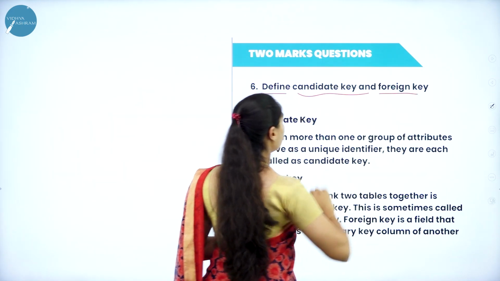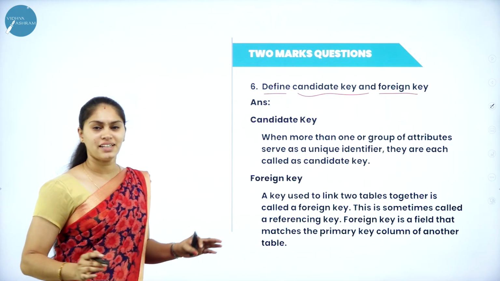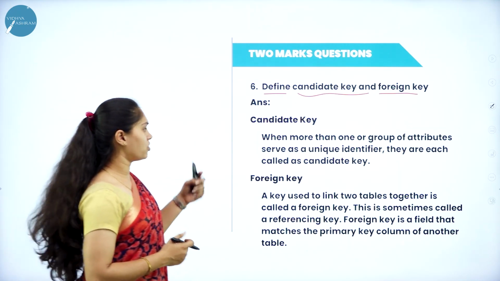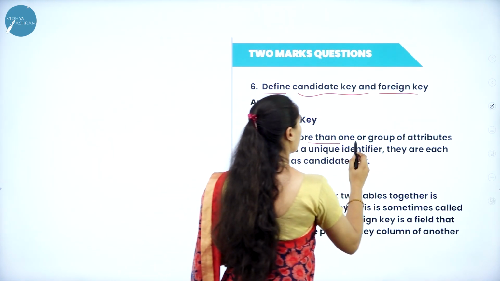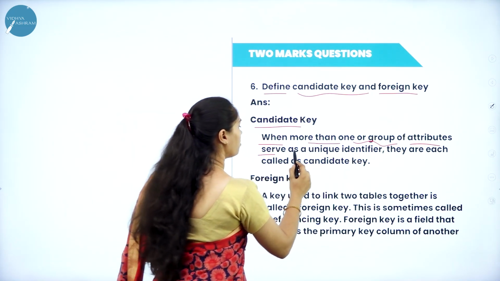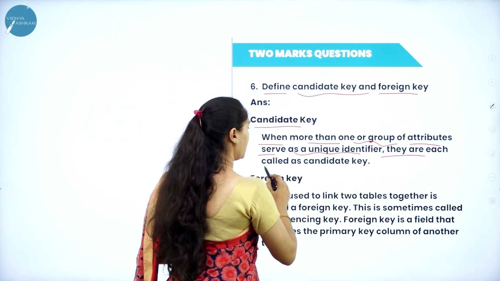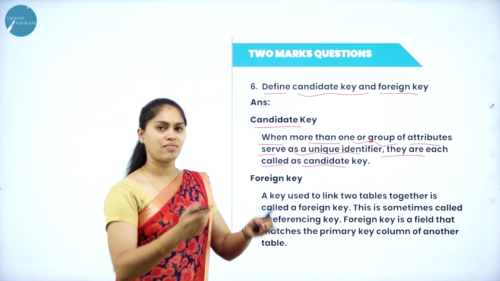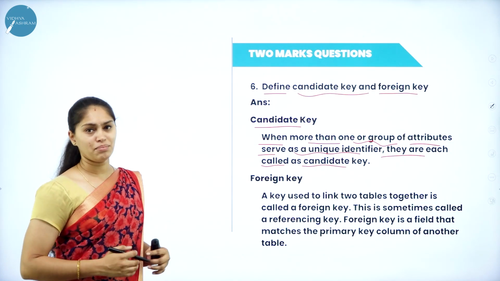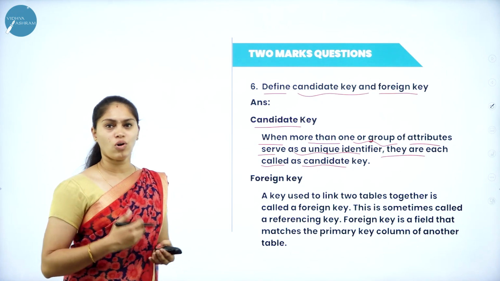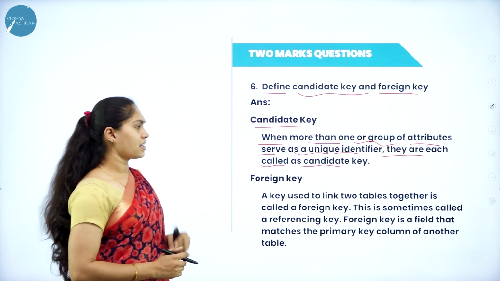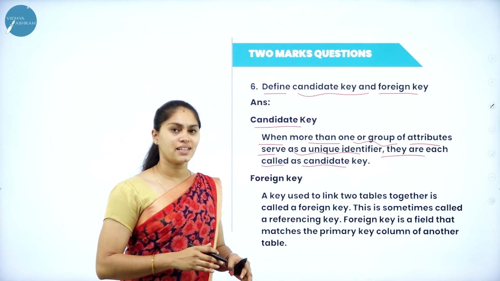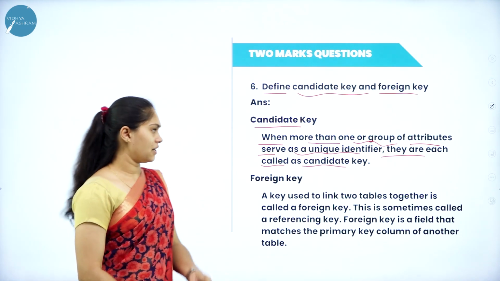Define candidate key and foreign key. As I told, all the definitions of keys are important. Already we got to know about the primary key. So now we'll see about the candidate key. When more than one attribute, or a group of attributes, serves as a unique identifier, they are each called a candidate key. So I make a collection of one or more columns and make that my candidate key. That will help me uniquely identify a row or a record in a table. It is just similar to a primary key, but at that point of time I'm not considering it as the primary key. Okay, that is related to candidate key.